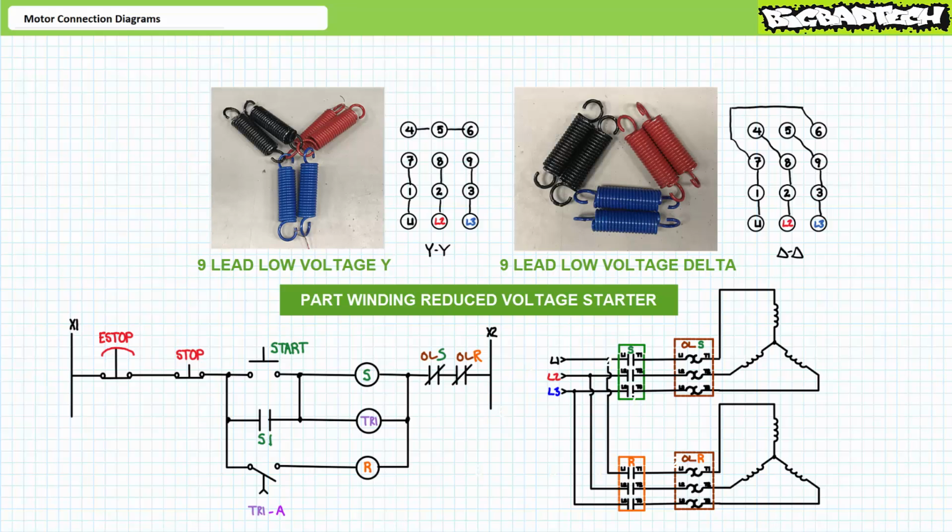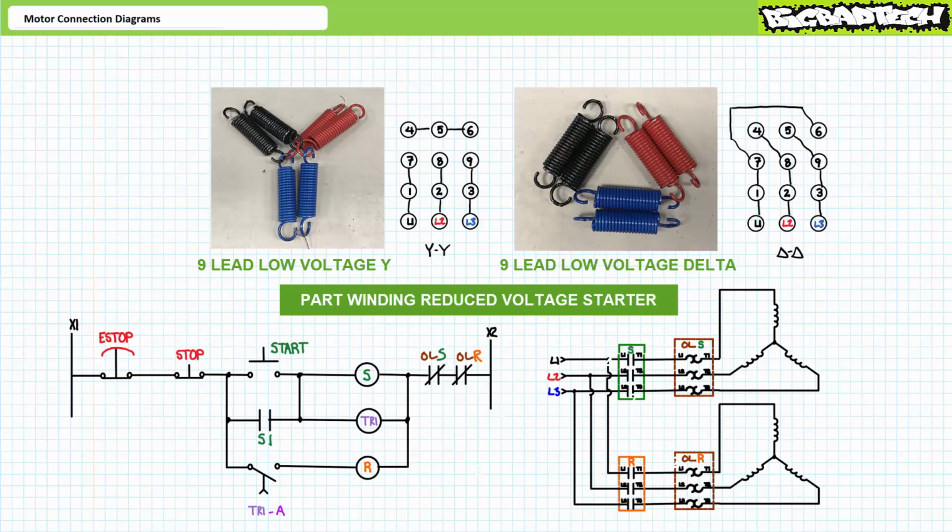Similar in nature to a Y-start delta run reduced voltage starter, a part winding reduced voltage starter has two defined stages: a start and a run stage designed to reduce inrush current and modify the starting torque of a motor under its direction. A part winding reduced voltage starter starts in a low voltage configuration with only one set of windings, such that each large impedance path draws smaller inrush current.